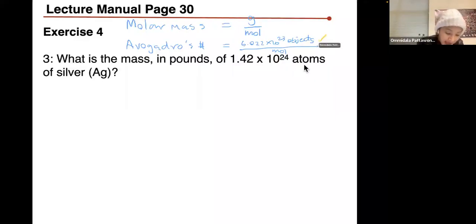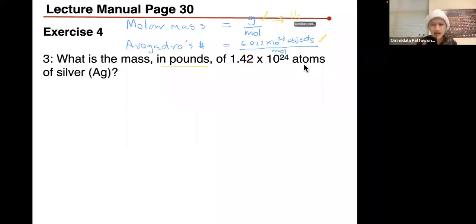It asks us the mass. Which one of these is associated with mass? The answer is the molar mass. But the molar mass is in grams, and this one asks us in pounds. So in this case, you probably have to end up converting grams to pounds at the end.